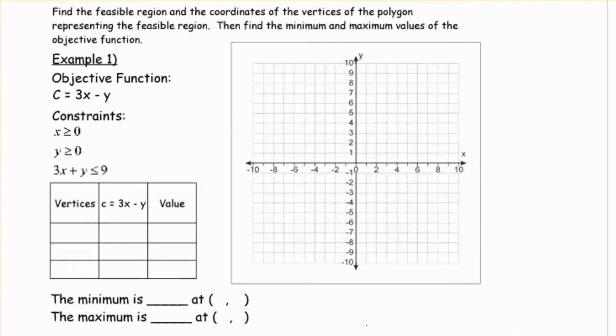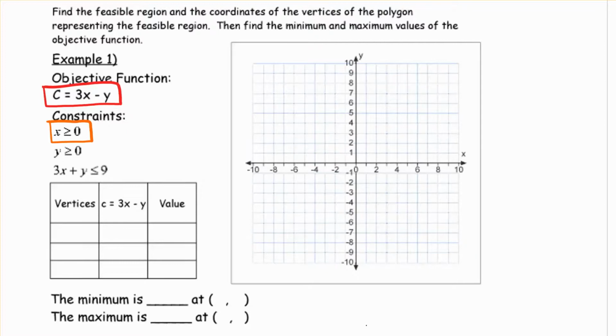So we want to find the feasible region and the coordinates of the vertices of the polygon representing the feasible region. Then we want to find the minimum and maximum values of the objective function. So our objective function, this would be a cost function because it's C. So usually we're trying to minimize costs. If it says P, we're trying to maximize profits. And what we're going to do is graph our constraints.